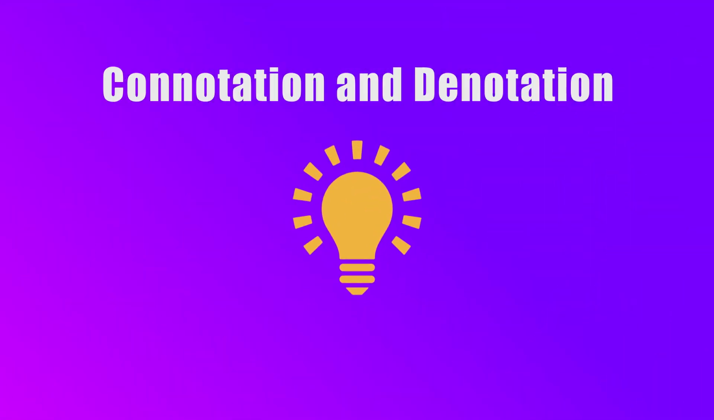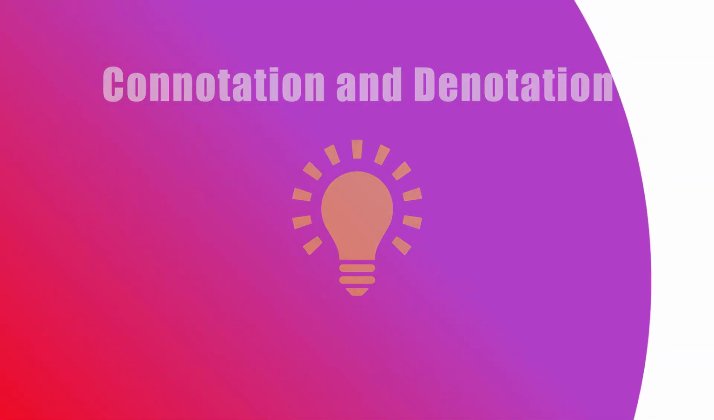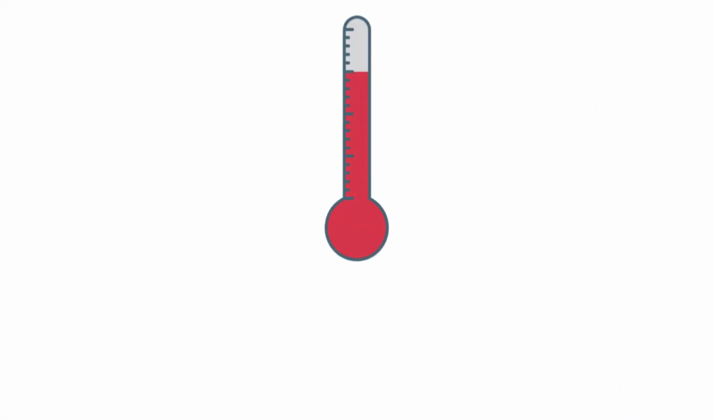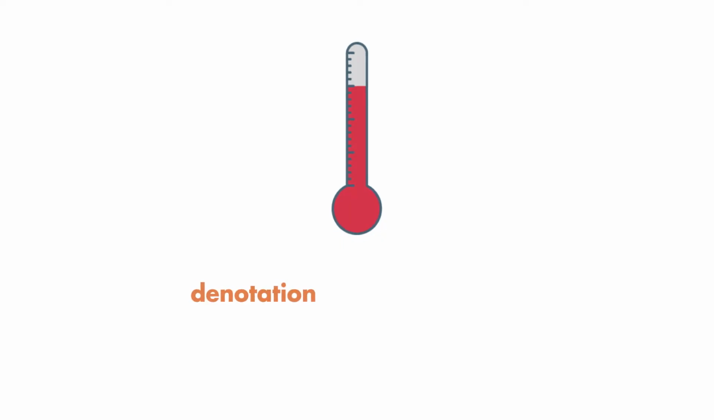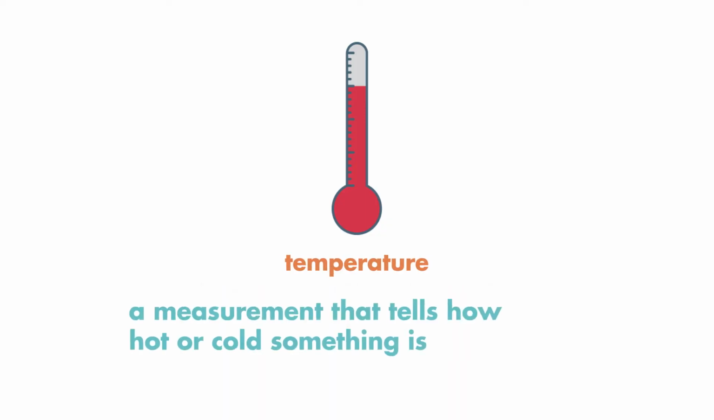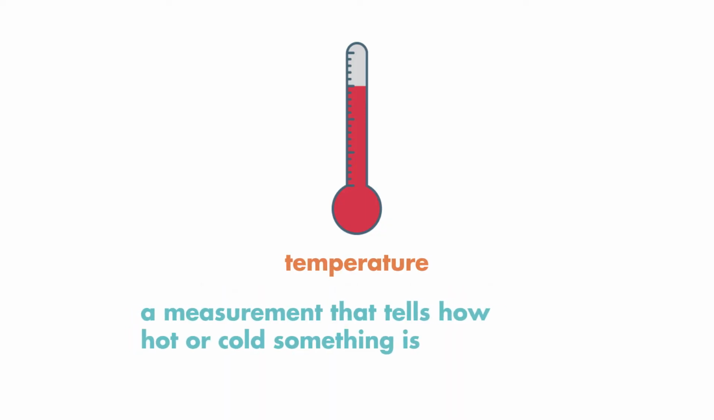Hello! In this video, we will learn the difference between a word's denotation and its connotation. A word's denotation is its literal meaning. This is the meaning you would find if you looked up the word in a dictionary. A dictionary says that temperature means a measurement that tells how hot or cold something is. A measurement that tells how hot or cold something is the denotation of temperature.